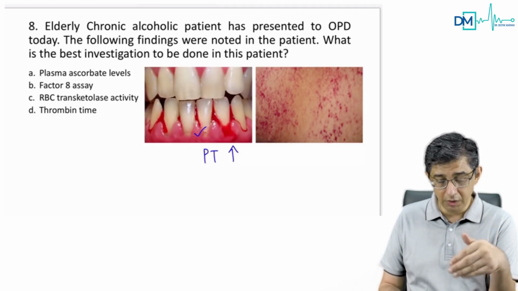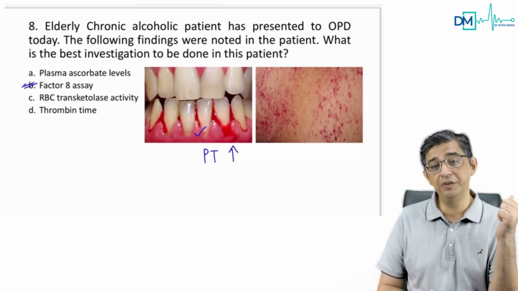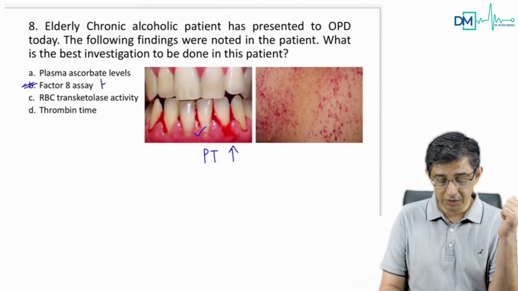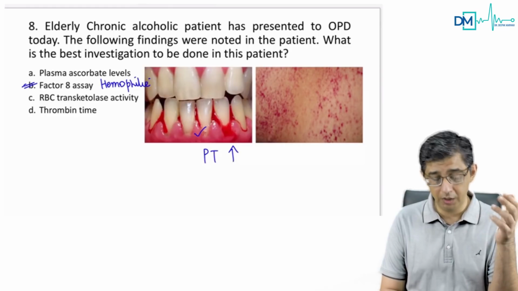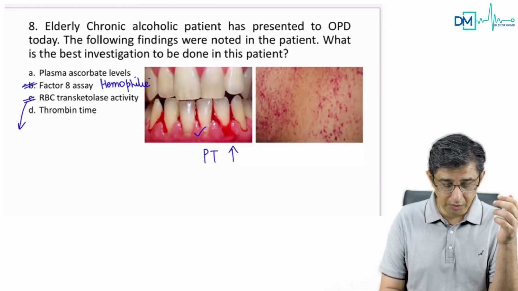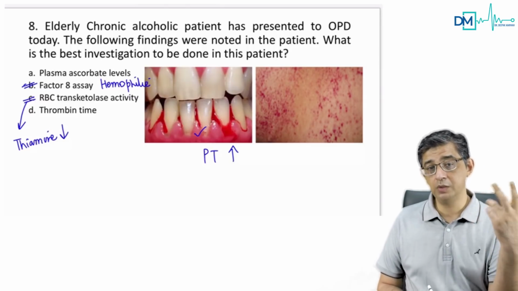So in this question, if you look at the options, I'm ruling out option B, factor 8 assay, because that is for hemophilia, no? Factor 8 assay is ruled out because it is for hemophilia. RBC transketolase activity is useful for identification of wet beriberi or thiamine deficiency, and this chap is not having bleeding gums due to thiamine deficiency. So two options are ruled out. You're left with two: thrombin time, plasma ascorbate levels.